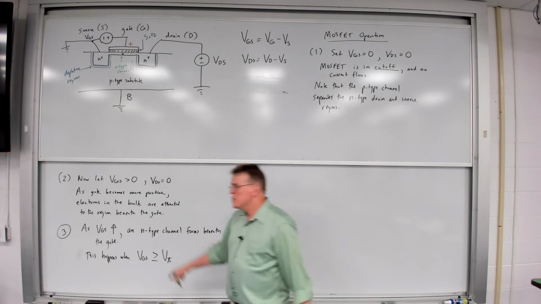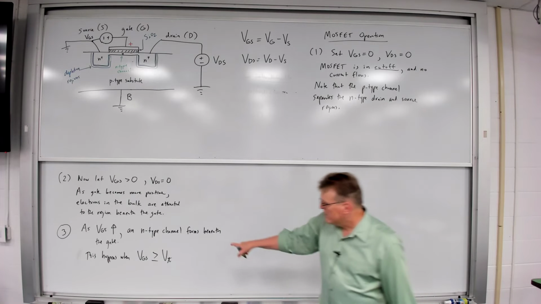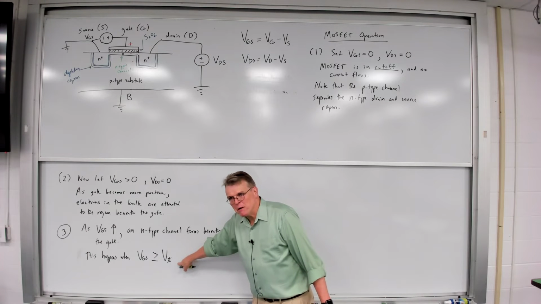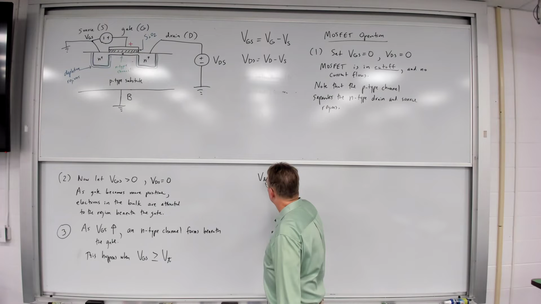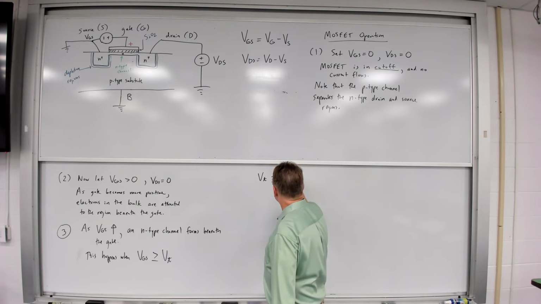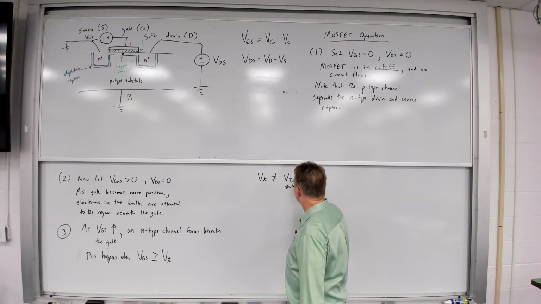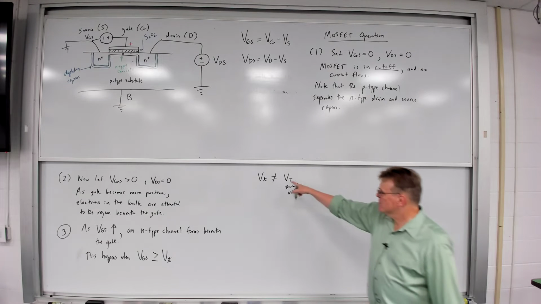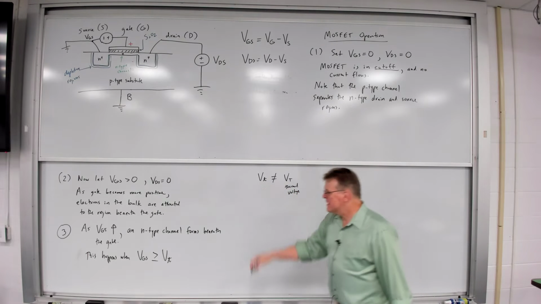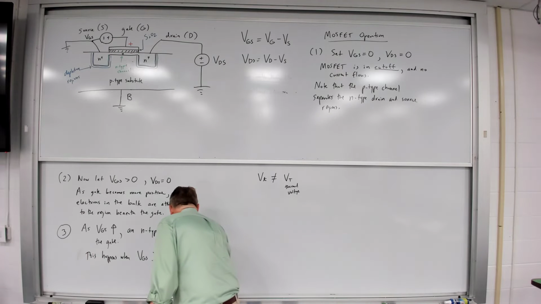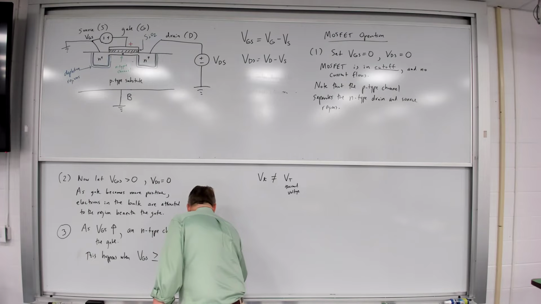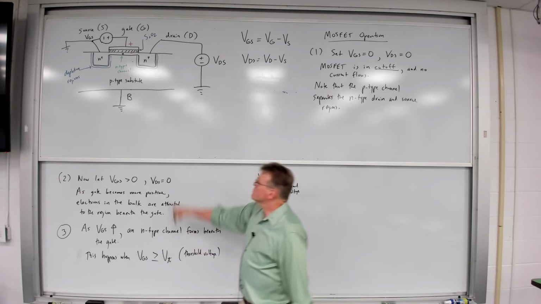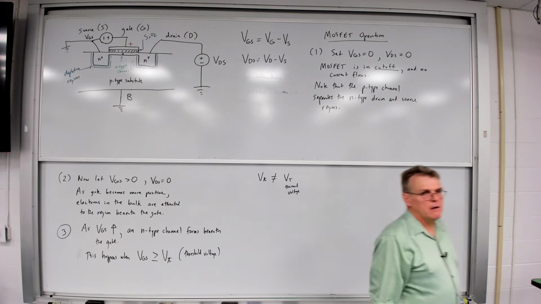This happens when VGS is greater than or equal to V sub little t. And I want to point out, this is not equal to thermal voltage with the capital T subscript. We've looked at this before in looking at diodes. This is threshold voltage. It's the minimum voltage required to form that channel underneath the gate region.